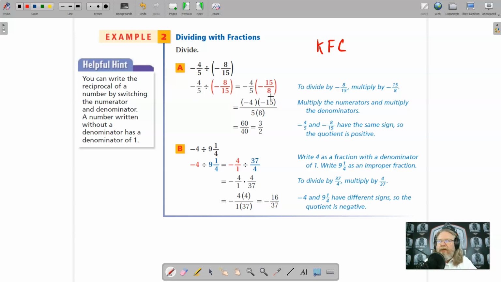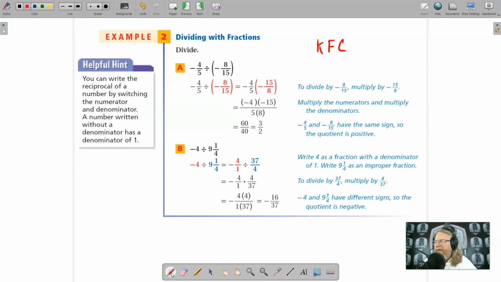Multiply straight across with fractions, right? So negative 4 times negative 15 is 60. Negative times negative is positive. 5 times 8 is 40. 60 over 40 will simplify to 3 over 2 by dividing both of those by 20. 60 divided by 20 is 3. 40 divided by 20 is 2.